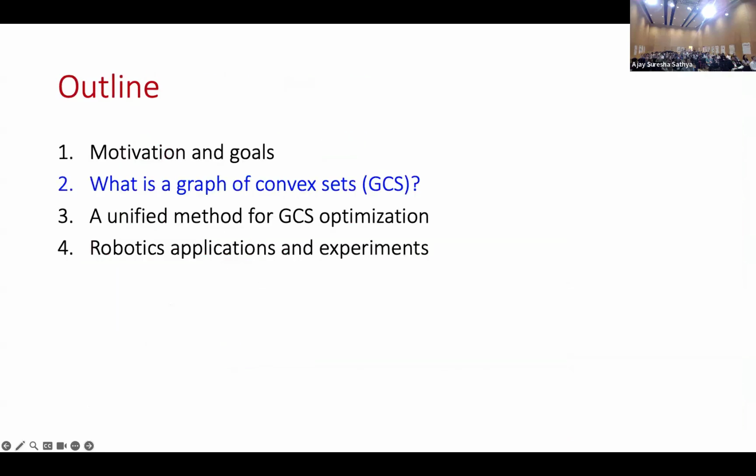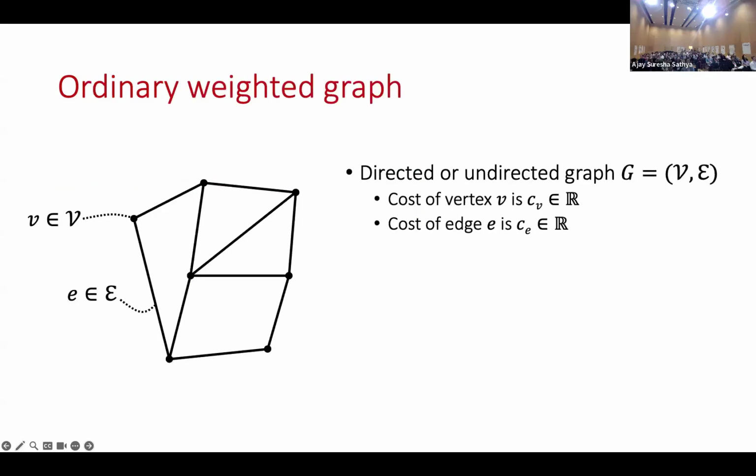So what we propose as a framework for blending discrete and continuous decision making is this idea of graphs of convex sets, which I'll explain next. I'm sure that everybody in this room is familiar with weighted graphs, ordinary weighted graphs. We have a set of vertices V and a set of edges E. Every vertex v is paired with a scalar cost c_v, which is a real number that represents the cost or weight of the vertex. And similarly, for the edges, we have a scalar cost.